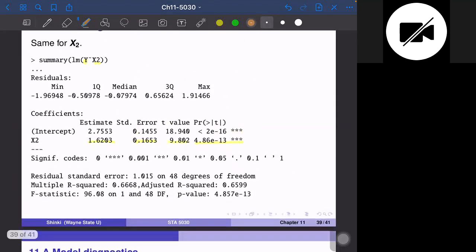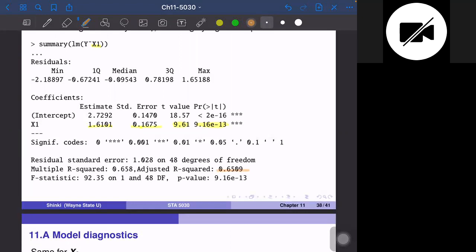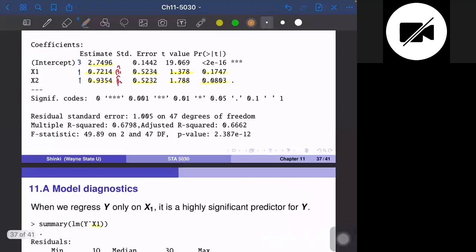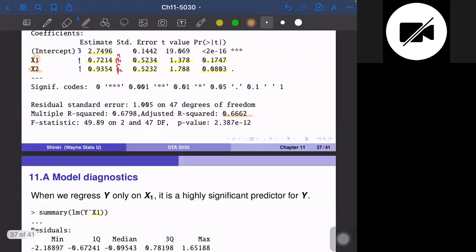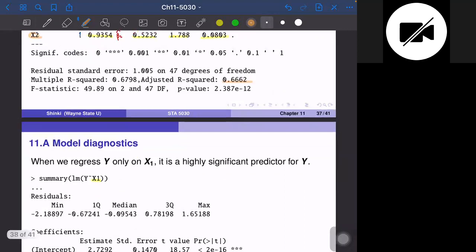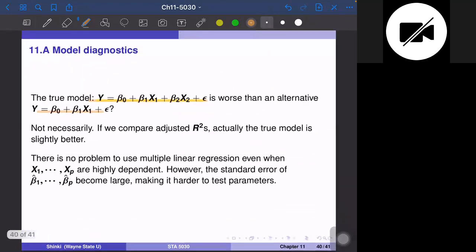Okay, we can go back. Adjusted R square, if we only use x2, 0.6599, and 0.6509. But if we fit both, then actually 0.666. So it's slightly better. So it isn't really worse. Just the identification problem makes it difficult to have significant predictors, but still it's fine.